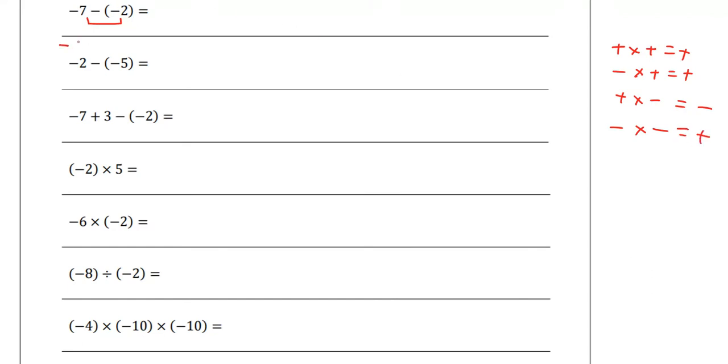So we can rewrite this as negative 7 plus 2. We can rewrite this as negative 2 plus 5. We can rewrite this as negative 7 plus 3 plus 2. And we need to remember that when we have a negative and a bracket, that means multiply. That is the same as multiply. A negative multiplied by a negative is a positive.